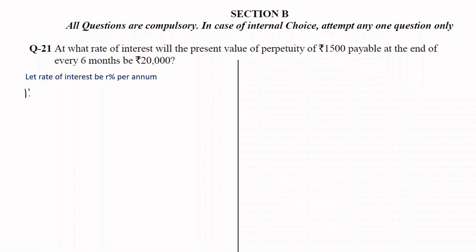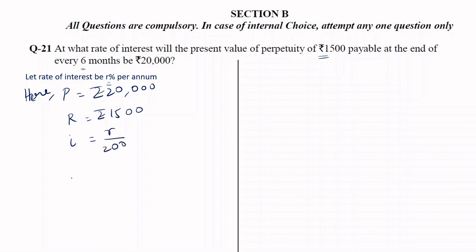So here first let us write what is given. Here the present value of perpetuity P is given as rupees 20,000, and the periodic payment R is given as rupees 1500. We know that the present value of perpetuity is R by I, where I is the rate per conversion period. So here it is done every 6 months, and we do not know the rate of interest, so I is R by 200.